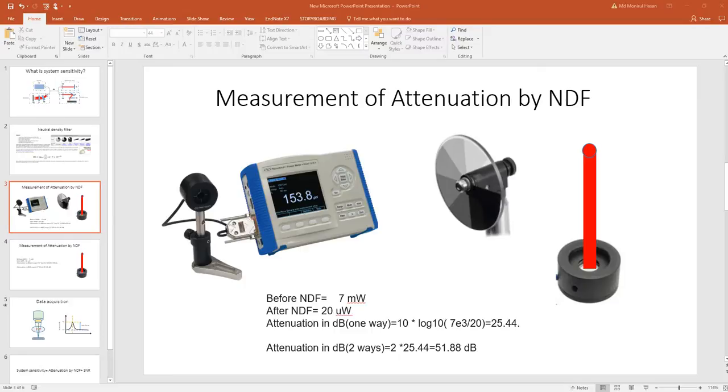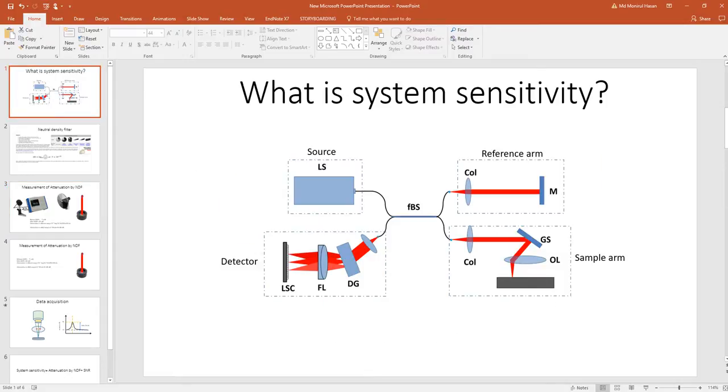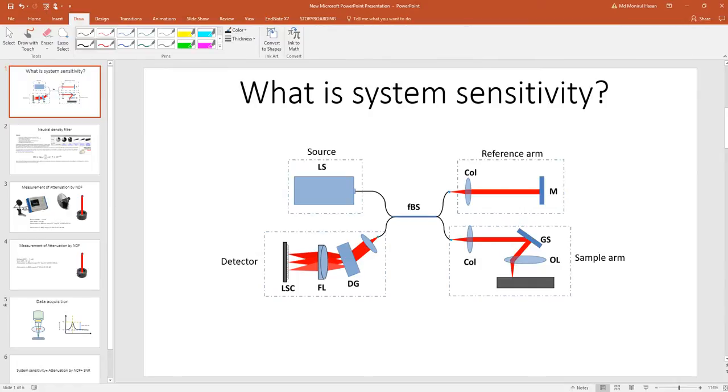I'll talk about what system sensitivity is in an optical coherence tomography system, and how we can measure it. So this is our OCT setup. In an OCT setup we basically have four components: the source, the reference arm, the sample arm, and the detector.